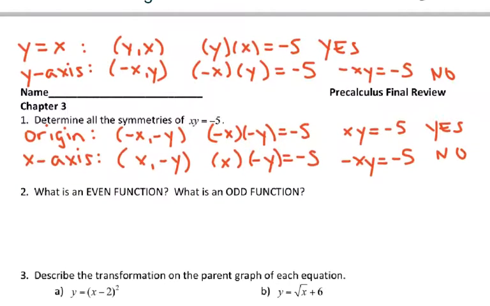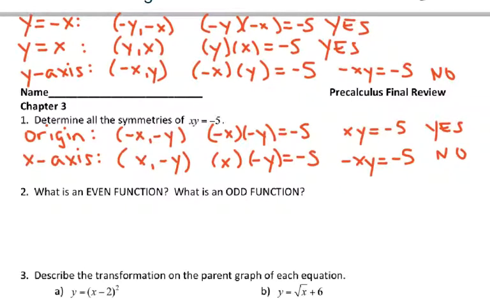And a lot of times, if you check symmetry over the line y equals x, when you check symmetry over the line y equals negative x, you should get the same answer. Over the line y equals negative x, not only do you flip them, but you change the sign of both of them. Well, if I flip them and change their sign, two negatives make a positive, and y times x is the same as x times y. So it turns out that the only symmetries of xy equals negative 5 are y equals negative x, y equals x, and the origin.